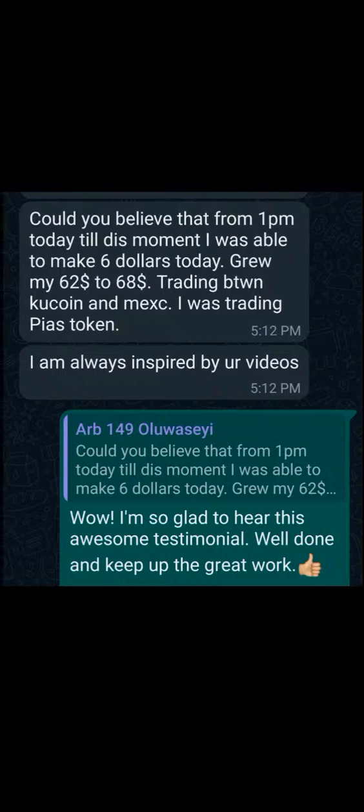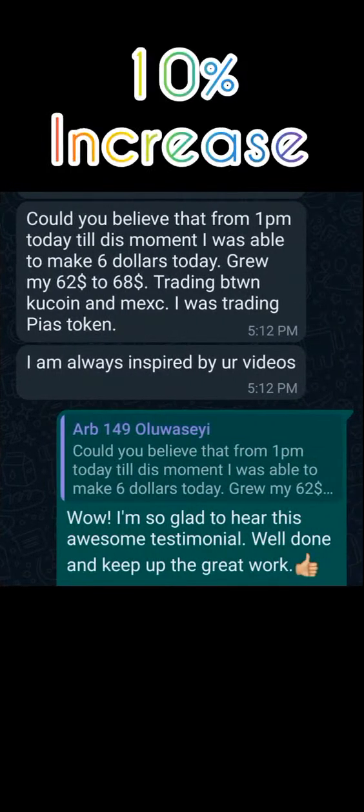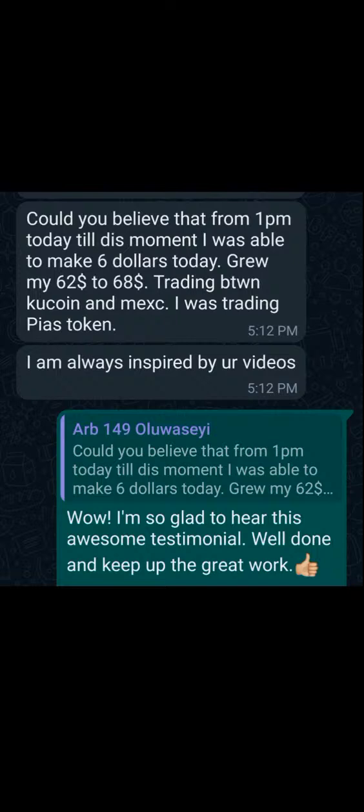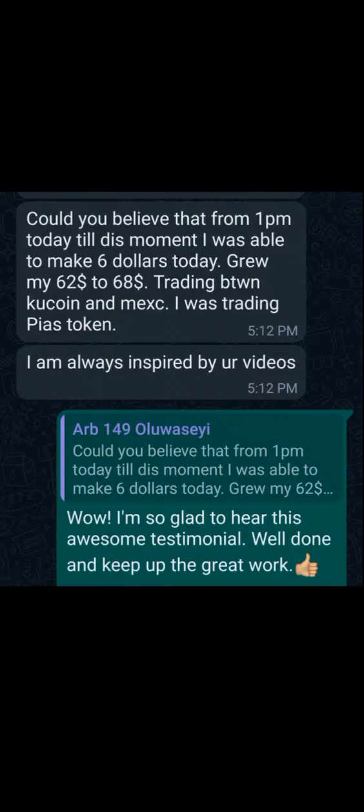Now, what about what happened the following day? This was a 10% increase. He traded for a couple of hours and he made a 10% increase on his trading that day. For those of you wondering, how much can you make in inter-exchange arbitrage? This is an example for you, because this is inter-exchange arbitrage at its best. And he utilized all the skills, all the information, all the strategies that we teach in our Income Strategies course. And I'll get to that in a bit.